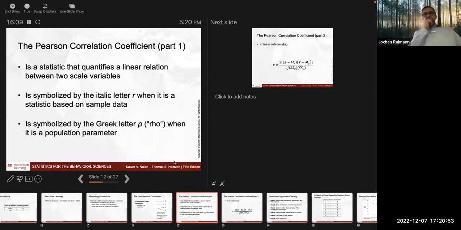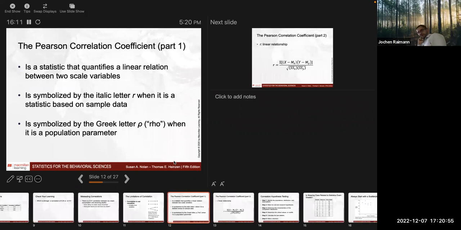Good. The correlation coefficient. It's the Pearson correlation coefficient, named after Karl Pearson, who was a statistician in the 19th century, I believe. It is a statistic that quantifies a linear relationship. Also important to keep in mind, it's a linear relationship. Non-linear relationships, you use a different metric for that, which we'll discuss next time.